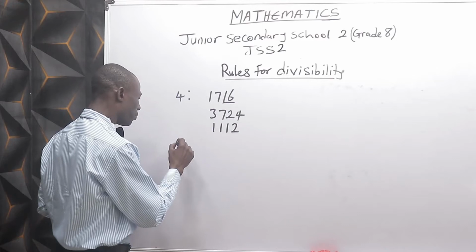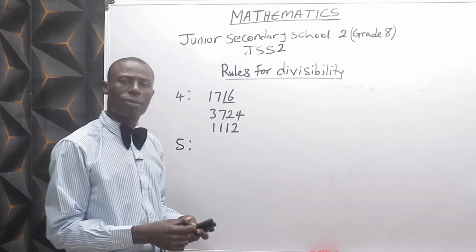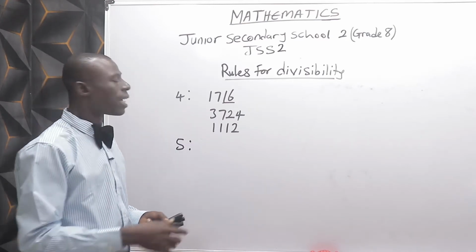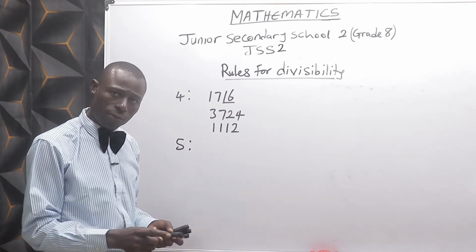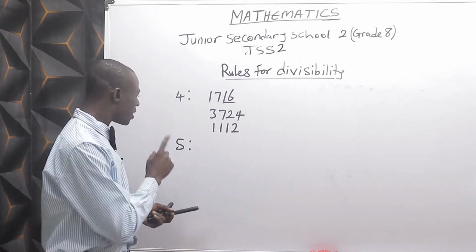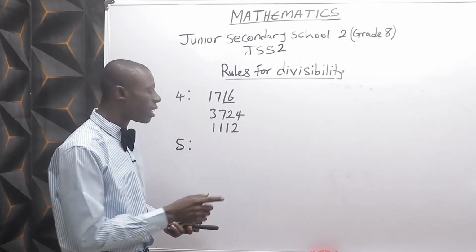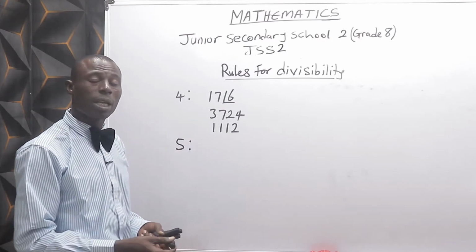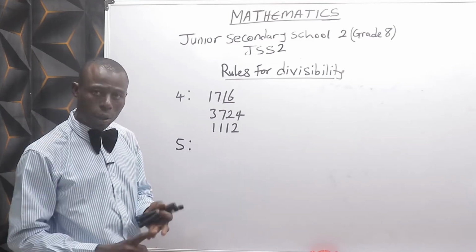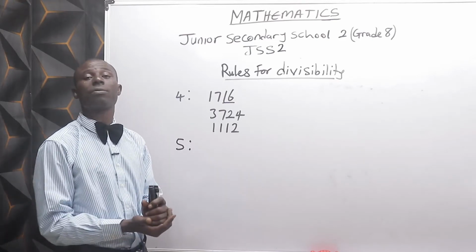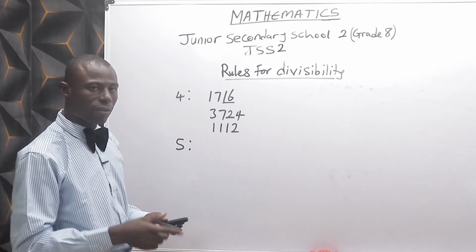Let's consider 5. How do you know whether 5 can divide a number? If the number ends with 5 or 0, that is the only condition for the number to be exactly divisible by 5. If the number does not end with 5 or 0, then it will not be divisible by 5. But once it ends with 5 or 0, it will be exactly divisible by 5.